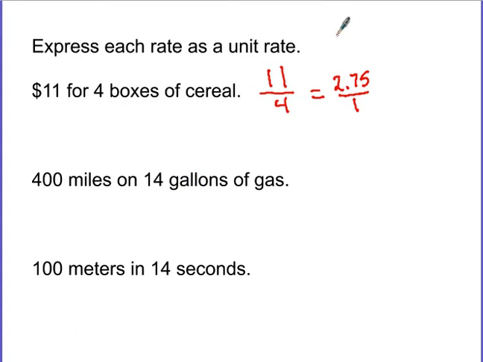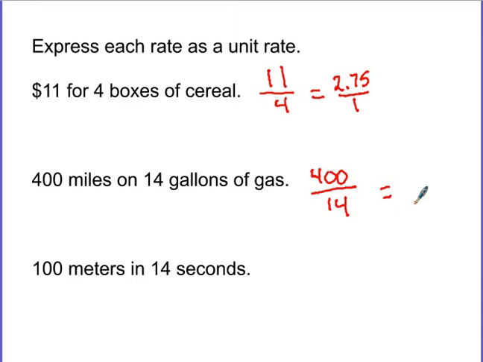Let's look at the next one: 400 miles on 14 gallons of gas. Think about what number needs to go on top and what number needs to go on bottom. Does it make more sense to talk about miles per gallon or gallons per mile? Miles per gallon is what we typically think of. So we put miles on top: 400 over the number of gallons, 14. How do I turn 14 into 1? Divide by 14. So take 400 divided by 14. Notice that all you're doing is the math here.